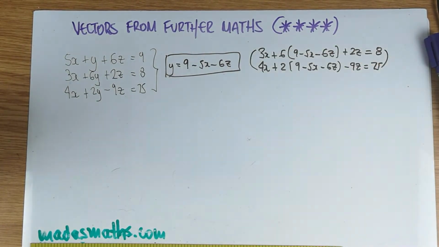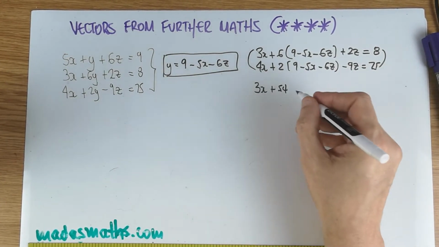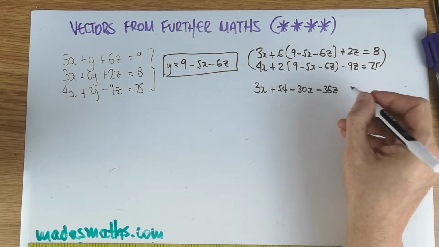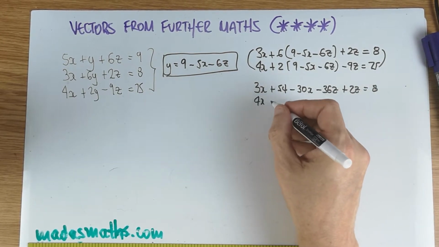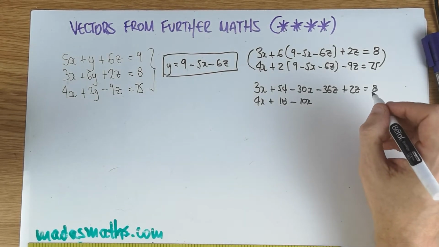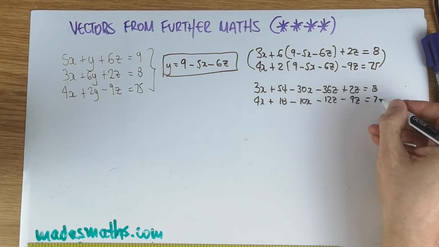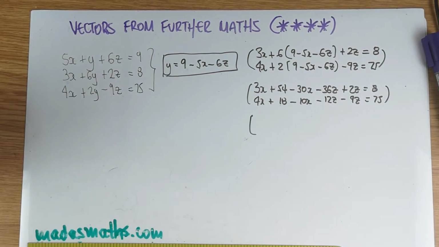So we move to the next line. 3x plus 54 minus 30x minus 36z plus 2z is equal to 8, and then 4x plus 18 minus 10x minus 12z minus 9z is equal to 75. Collecting terms now. What do we have in there? Oh my god, very big numbers there.